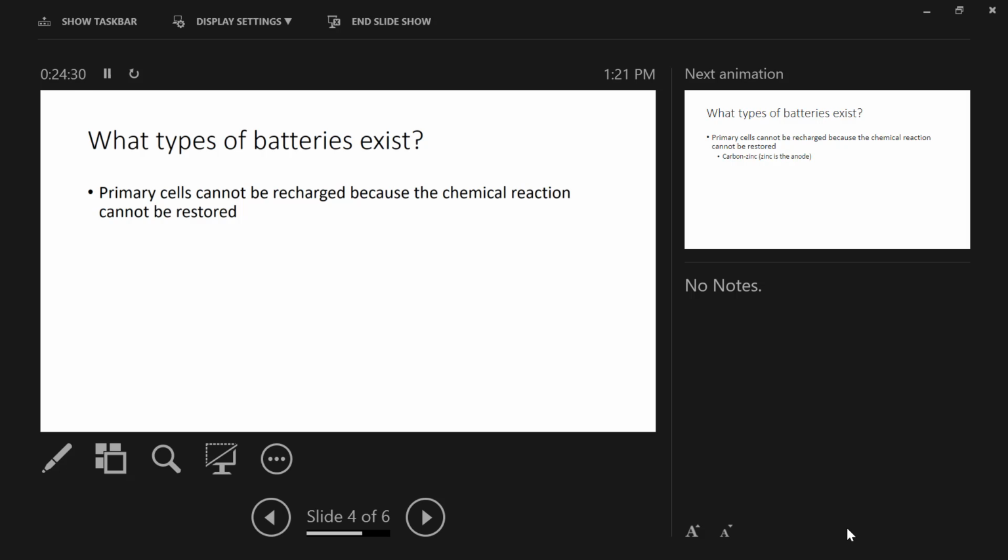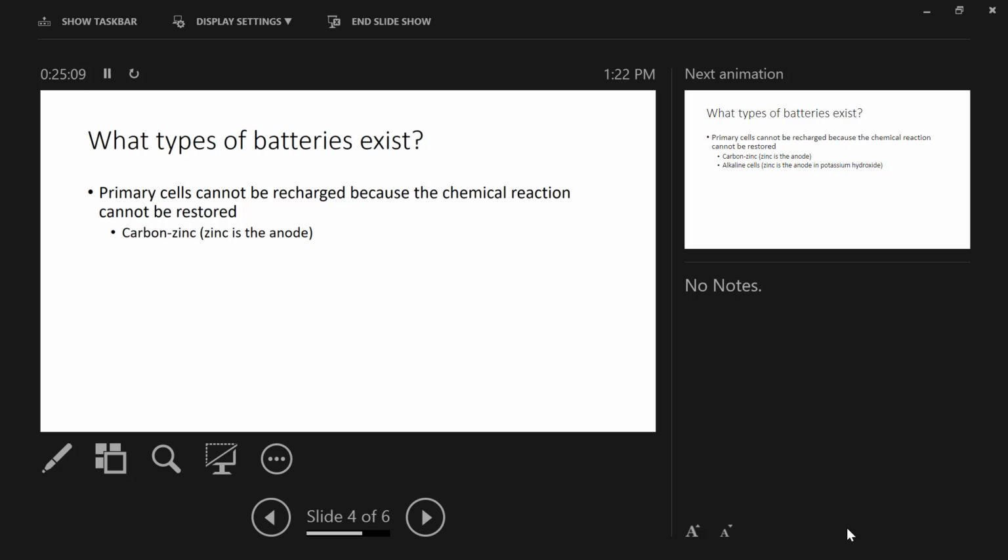Absolutely. Okay, so I'm going to give you a few examples of primary cells. First type, the carbon zinc cell. Zinc is the anode. If zinc is the anode, what is it doing? Is it donating electrons or accepting electrons? It's donating electrons. And what type of elements donate electrons? Metals. So what do you think zinc is? It's a metal. Carbon is the cathode, which means that it's accepting electrons.